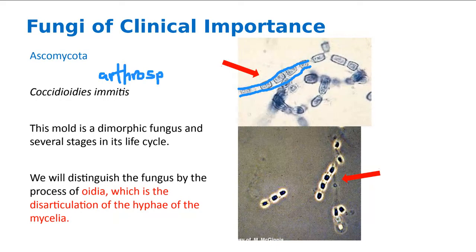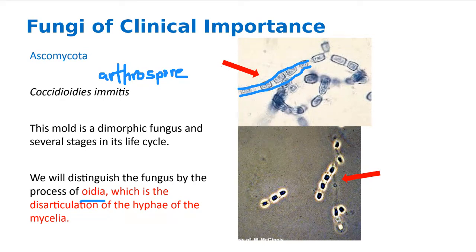And each of those individual parts of the mycelia can go off and cause infection or start a new colony somewhere. Okay? So while there are a lot of ways to identify this, this is the only thing I'm going to ask you about. This process of producing the arthrospores is called oidia. And it makes it real easy to identify this organism because it's one of the few organisms that does it, and we can use it diagnostically.